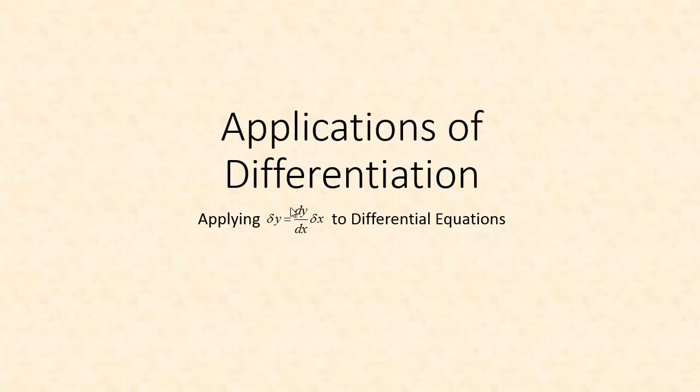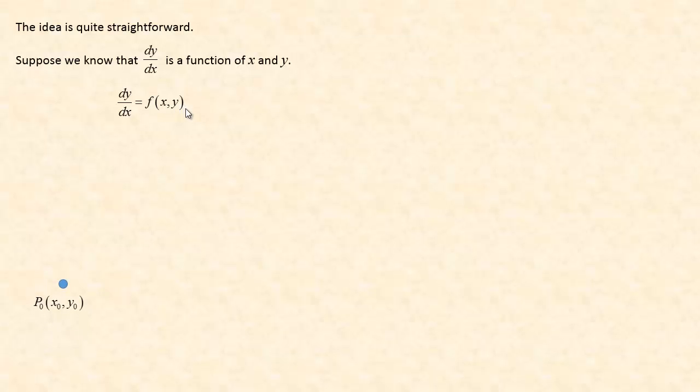Applications of differentiation. Applying delta y is dy dx delta x, that's the small change formula, to differential equations. The idea is quite straightforward. Suppose we know that dy dx is a function of x and y, so it will be an actual function that we have. So we have dy dx is a function of x and y, and we have a start point here, p0, x0, y0. That's a point that we know is on the integral curve of this equation.